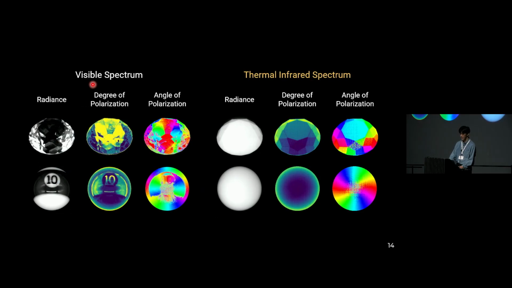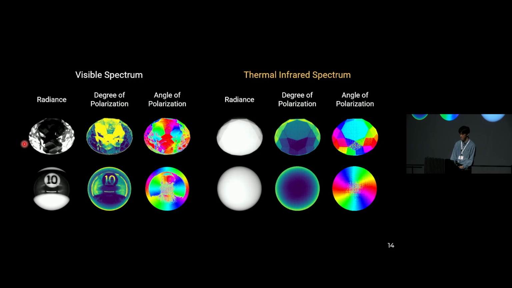First, let's look at the polarization images. Here is a comparison with the visible light spectrum. In the visible spectrum, polarization is strongly affected by transmission or albedo. This makes it difficult to reconstruct shape based on polarization.